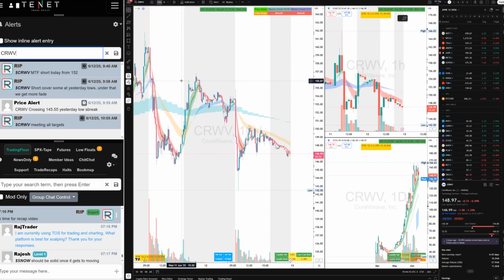When it doesn't work, you take a small loss. For example, if CoreWeave short doesn't work, you take a $2-3 loss and forget about it. But CoreWeave worked. MTF short versus 152 right here, and it flushed. The first target I gave was this 148 area, and I told the traders to cover some under yesterday's lows. And we broke yesterday's lows.